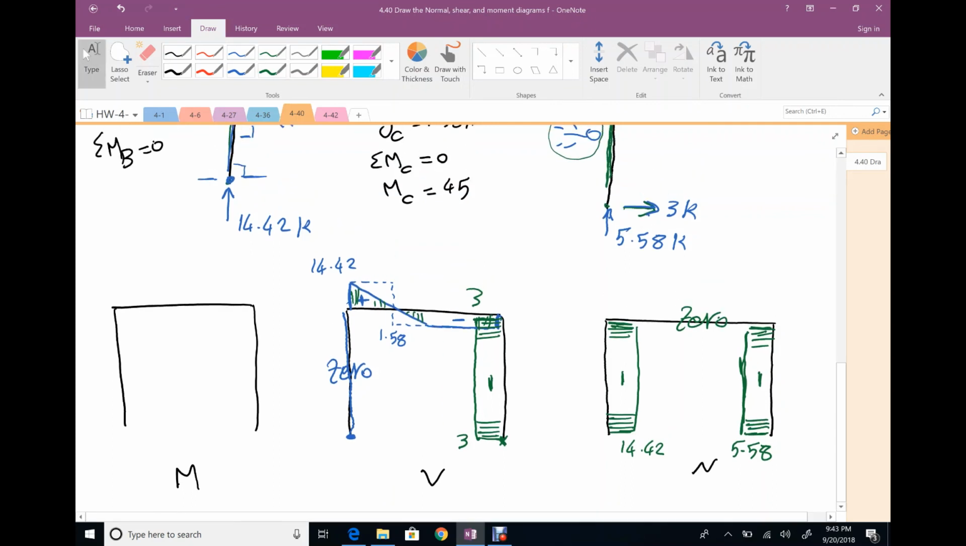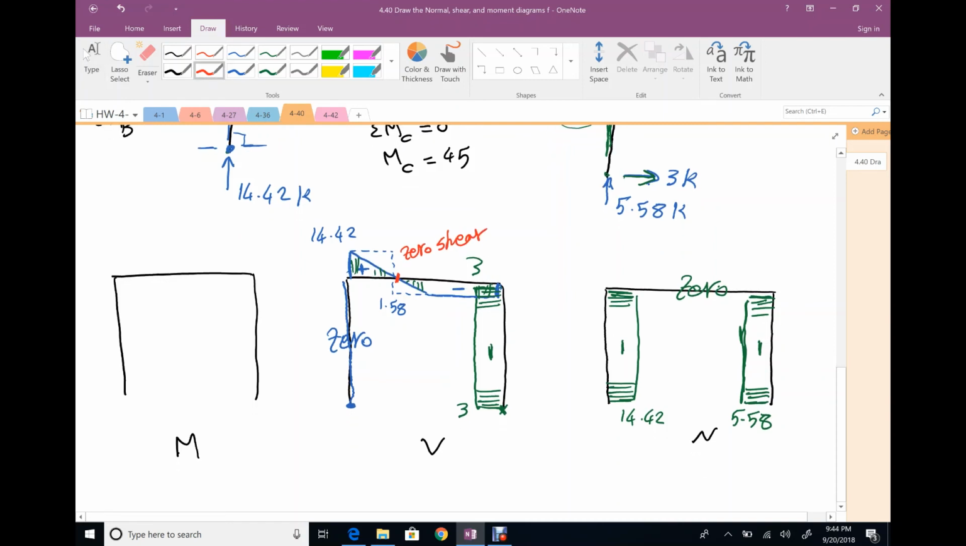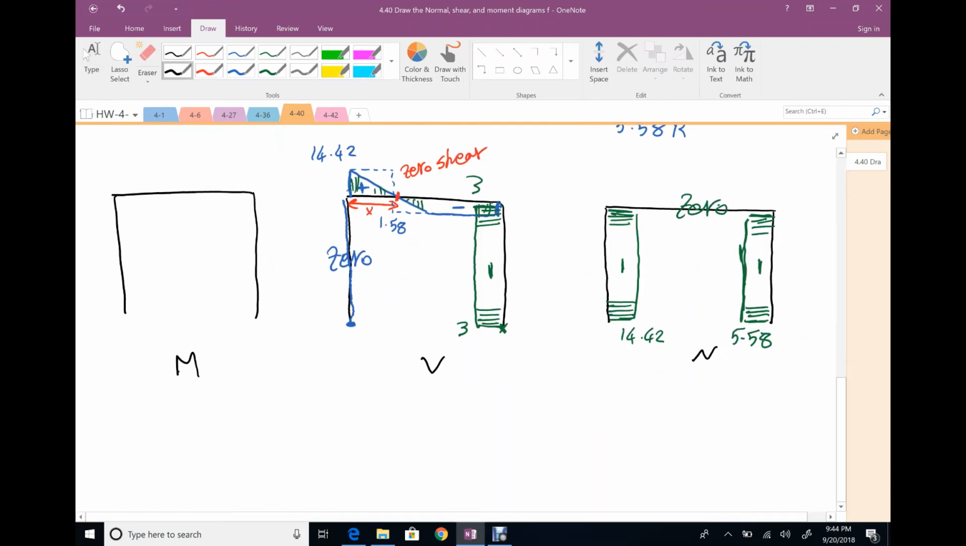Okay, the same question. Do you think this point is important? Sure. This point is the point of 0 shear. At this location, we have maximum moment, so this point is important. We can assume it at distance x. So right now we have something that looks like this. This value is 14.42. This value is 1.58. So I'm drawing a line that looks like this. And this point is 0 shear at distance x.